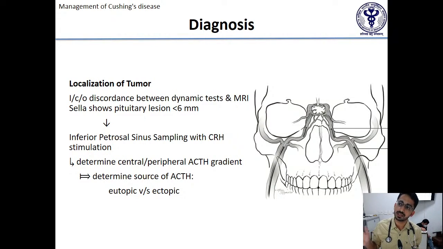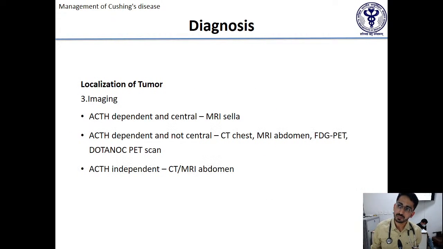In this, we look at the gradient between the central blood, that is near the pituitary, and the peripheral blood. If this gradient is high, it proves that the source of ACTH is eutopic. After localization, if we have proven that it is eutopic or ectopic, we can further go ahead for targeted localization imaging. Further imaging will be explained by Professor Ajay Garg.